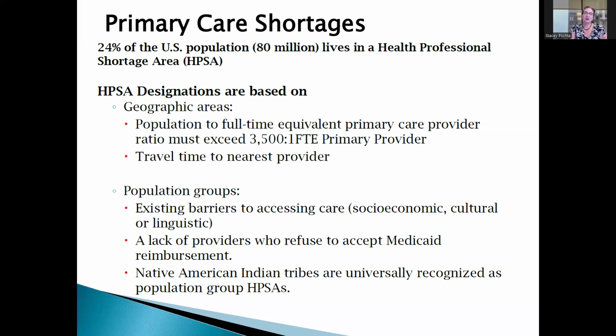And it's just important to note that Native American indigenous tribes are universally recognized as a population group health provider shortage area. They automatically get that designation. And once designated as such, that opens the door to be able to get help and support from the federal government towards remedying the shortage.